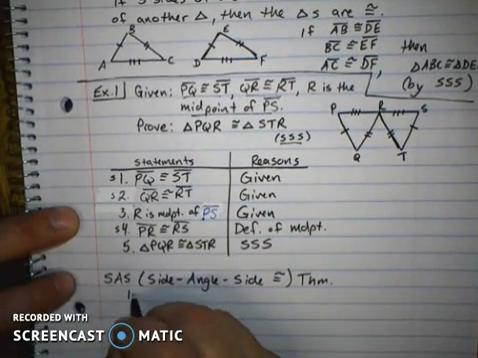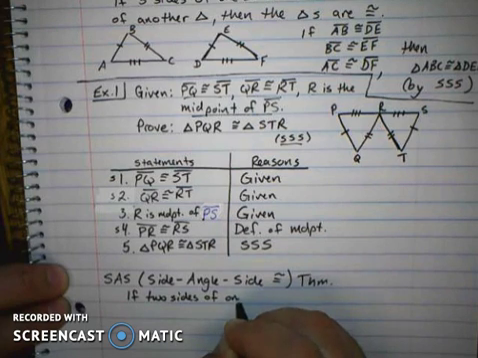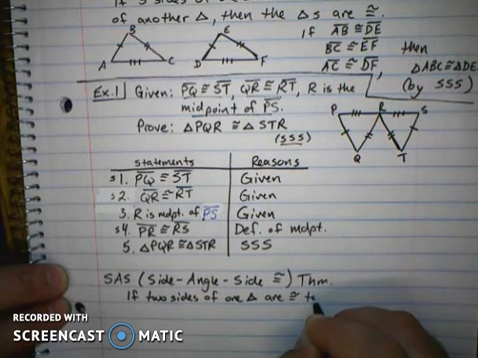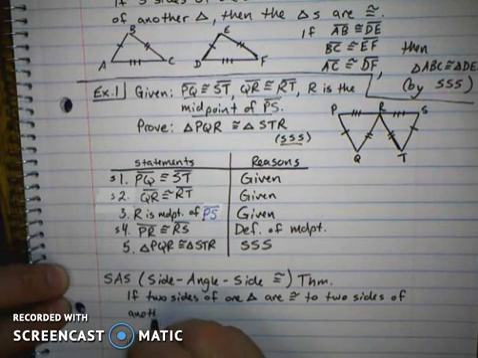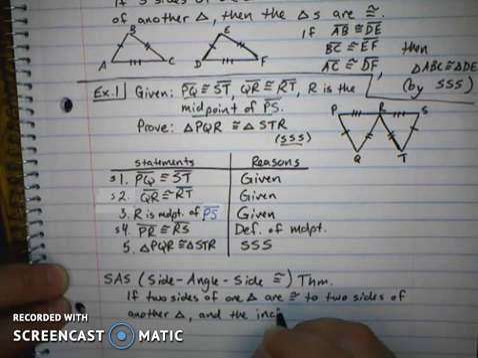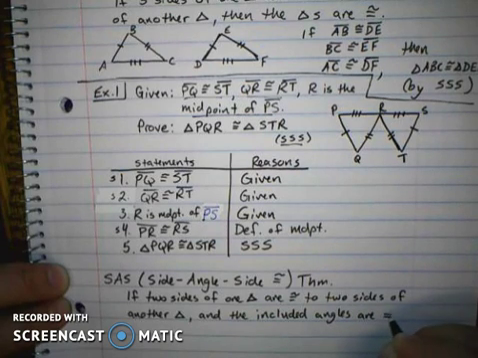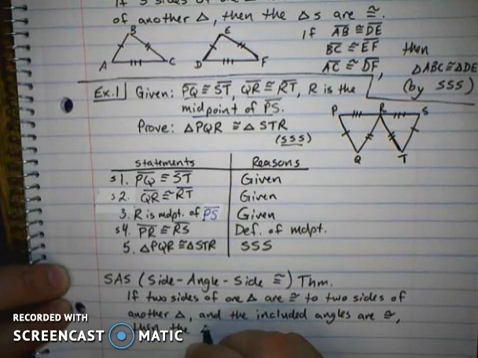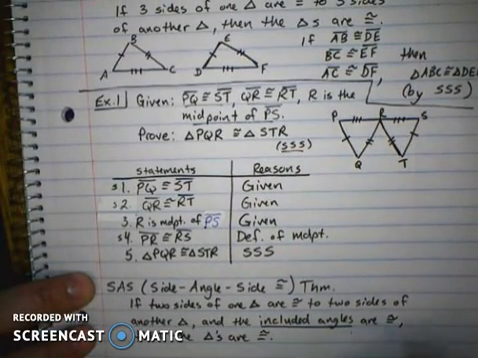I'm going to explain what that is. If two sides of one triangle are congruent to two sides of another triangle, and the included angles are congruent, then the triangles are congruent. Now we're going to look at what the word included angles means.